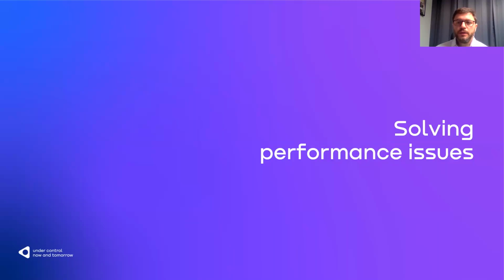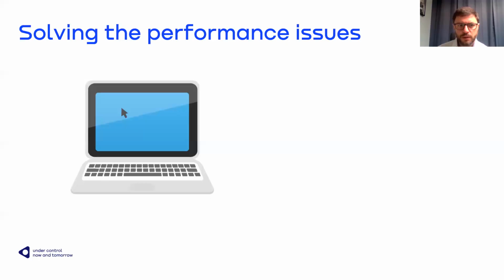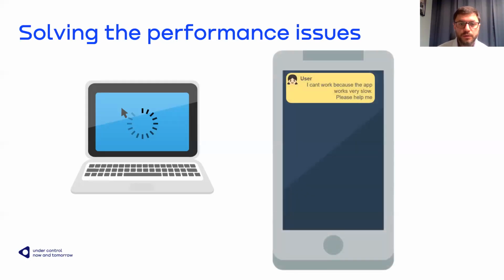Okay, the second use case is about solving performance issues. Imagine that we've got an application in the network, and someone is trying to use this application and see the icon like this. So data is loading. So we are waiting, and after a few seconds or a few minutes, the user is going to be angry because it's not possible to work smoothly in the application.